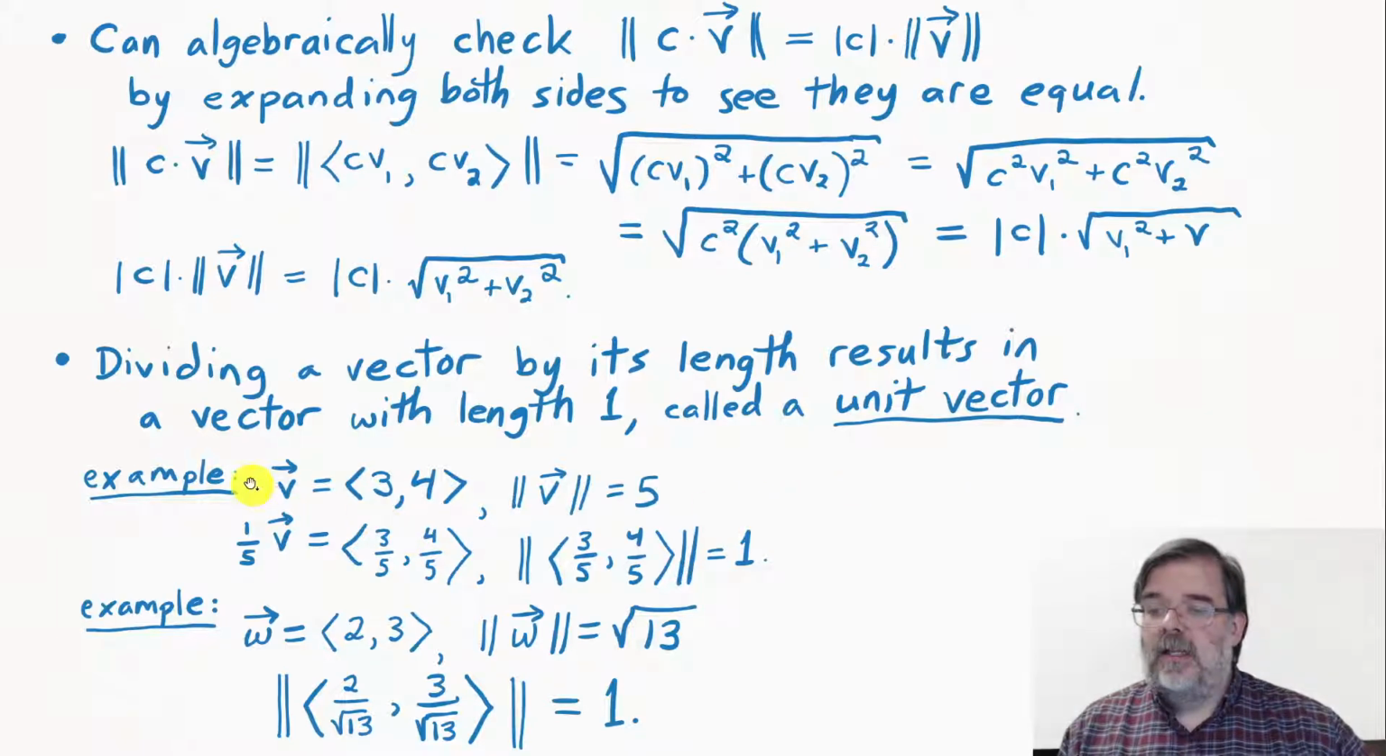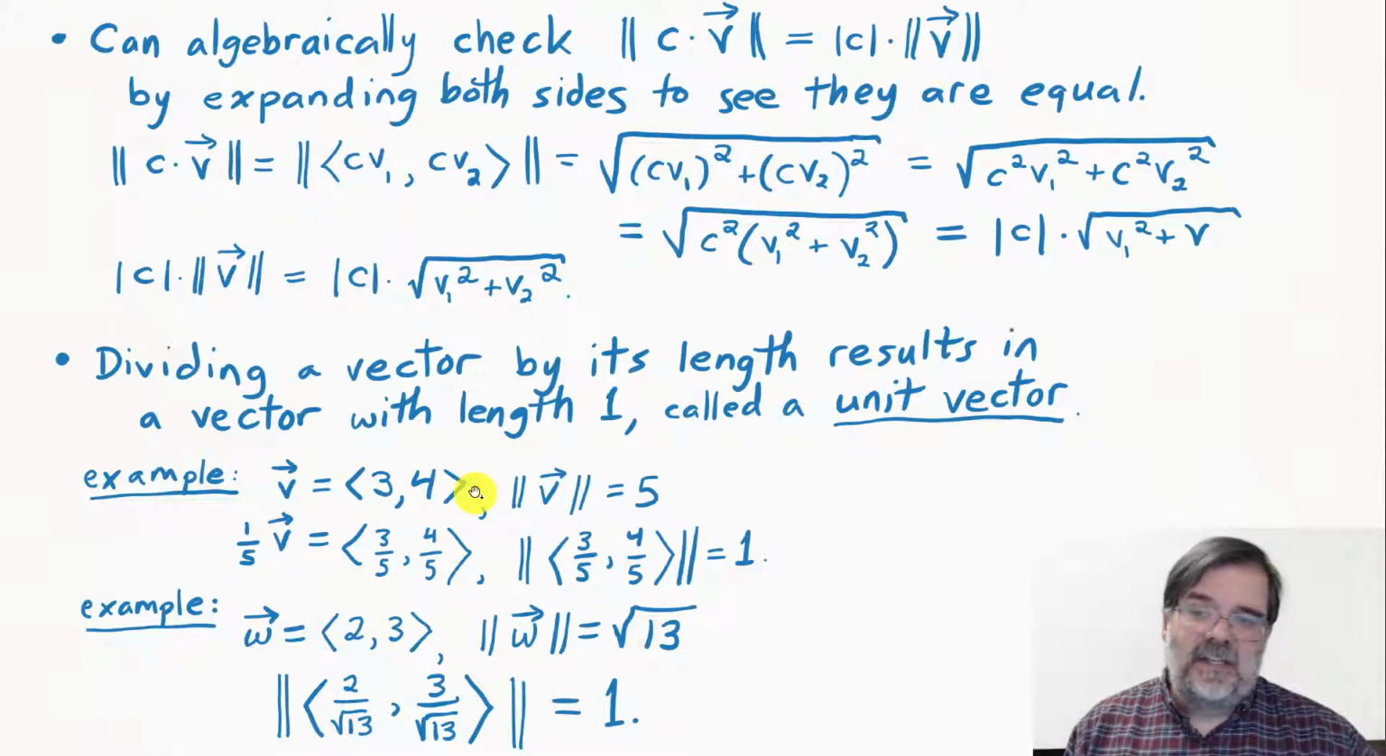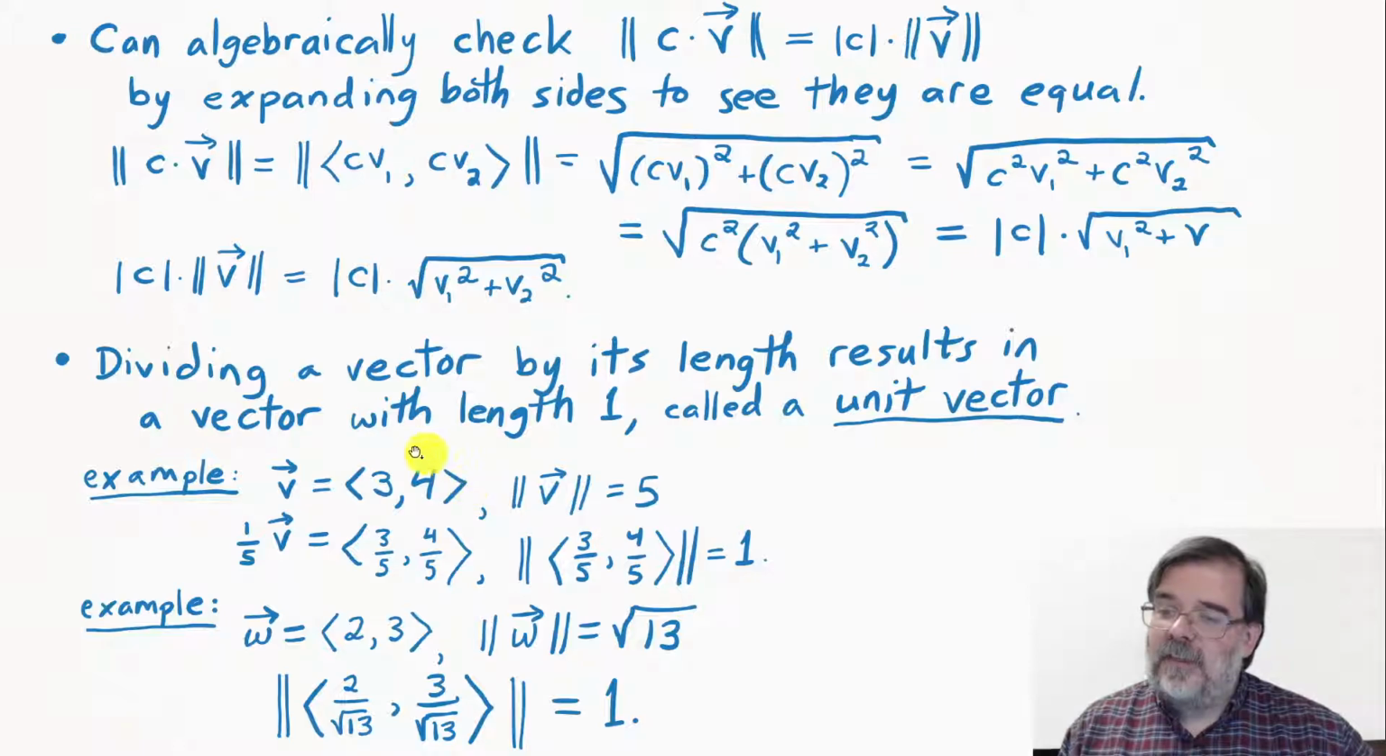For example, let's say you start with the vector 3, 4. I like this vector because it's easy to calculate the length. The length of the vector 3, 4 is 5. Right? It's a 3, 4, 5 right triangle. 3 squared plus 4 squared is 25, and the square root of 25 is 5. So the length of this vector is 5.